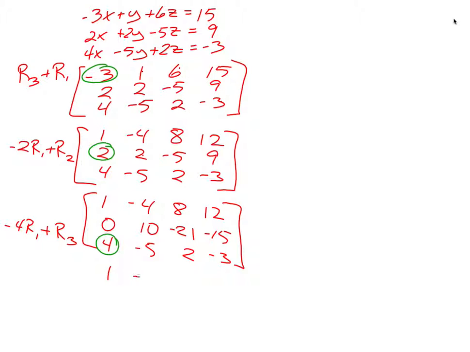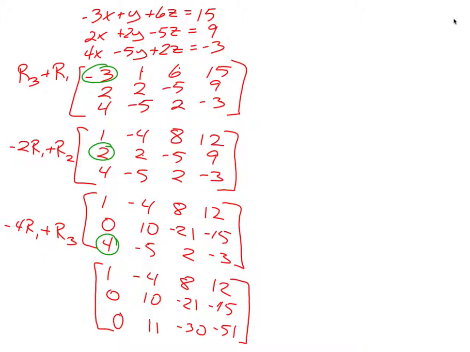So that means I've got a 1, a -4, an 8, and a 12. 0, 10, -21, -15. And then my last row is going to be a 0. That's going to be 16 and -5, which is 11. -32 and 2, -30. And -48 and -3, negative 51. So I am done with the first column. The top of it is a 1, everything beneath it is a 0. So I'm ready to move over to the second column.